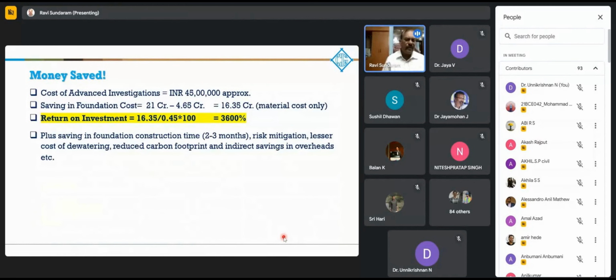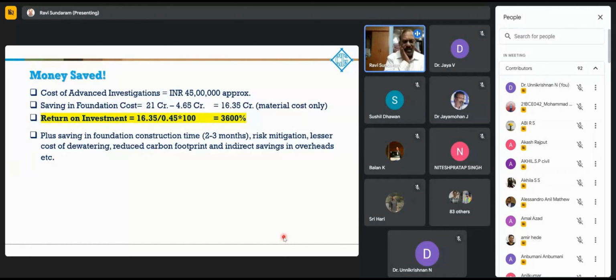So what we did was the client ended up spending 45 lakhs in the geotechnical investigation additional cost, but his saving was 16.35 crores. So look at that return on the investment of 3,600%.